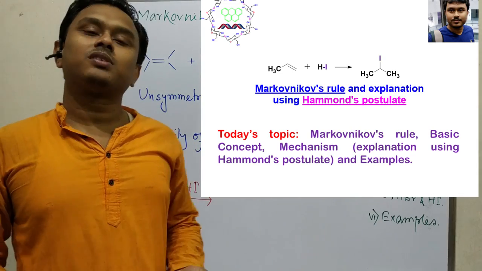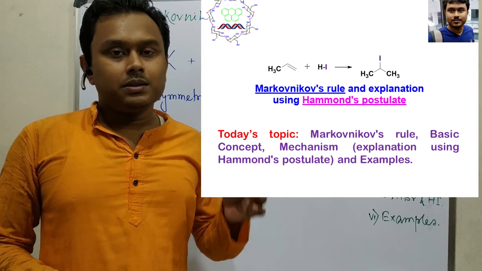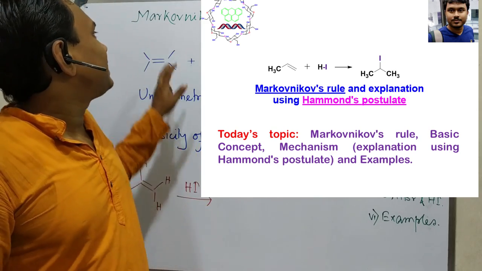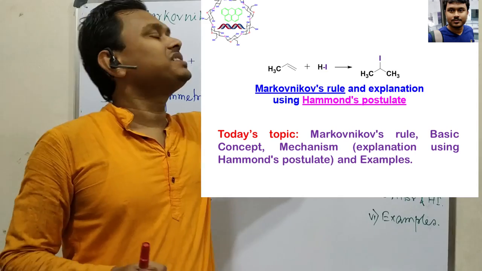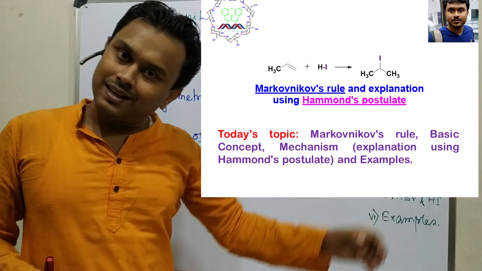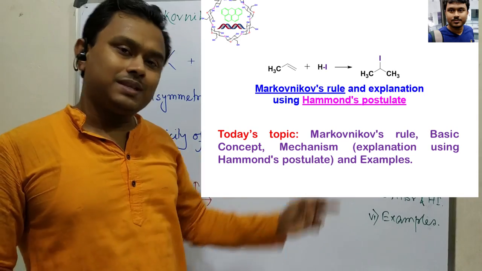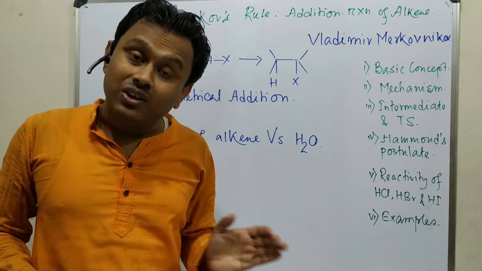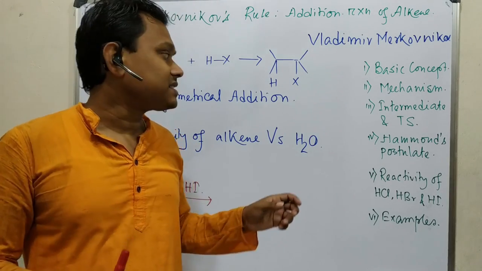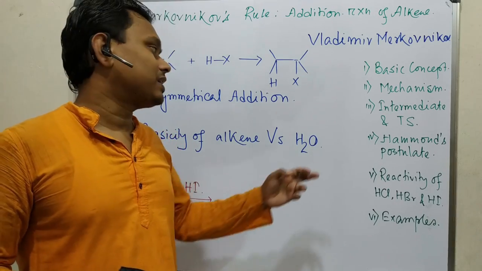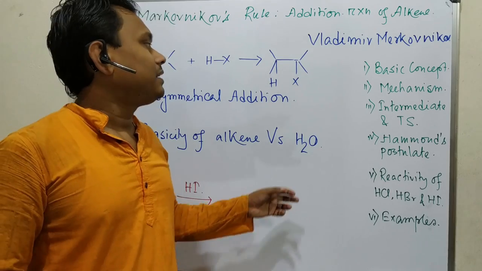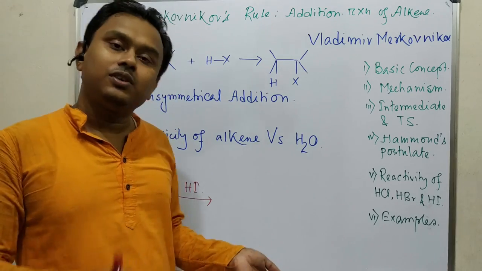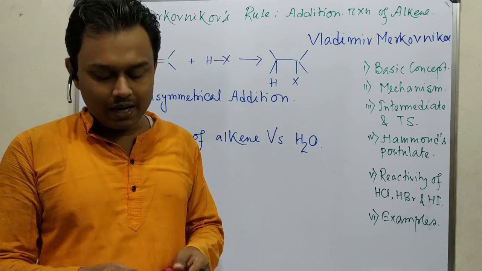Today we will discuss an important topic, that is Markovnikov's rule. This belongs to the basic concept of alkene, and this rule mainly describes the addition reaction of alkene. During this lecture we will cover, first, the basic concept of this reaction; second, the mechanism; third, the intermediate as well as the transition state, which will provide us the basic understanding. After that, we will explain this factor based on Hammond's postulate, and we will also explain the reactivity of different hydrohalides and compare their activity. Finally, we will complete the understanding with a few examples. Okay, so a lot to know.